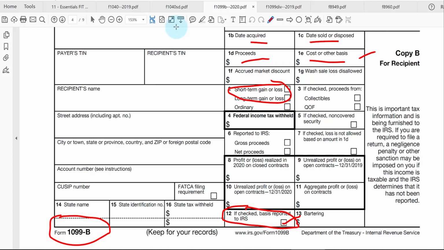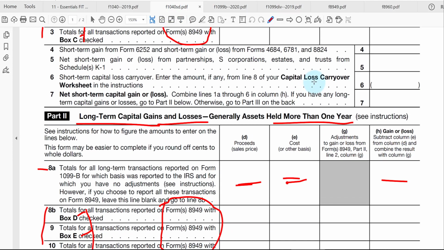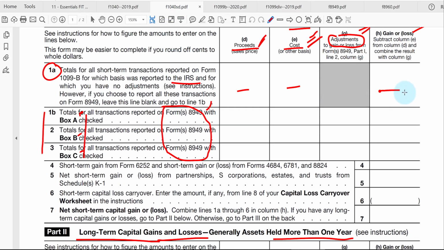Let's go back to Schedule D. So we enter all the profits here for the different categorizations, in this case for short term, and then we subtract out, remember, any unused losses being carried over from previous years, and this is just for short term. You notice the brackets are already there to subtract out to get a net short-term gain or loss.